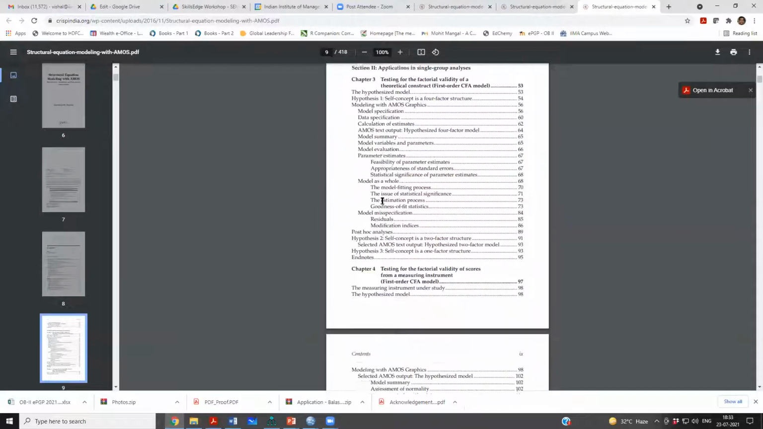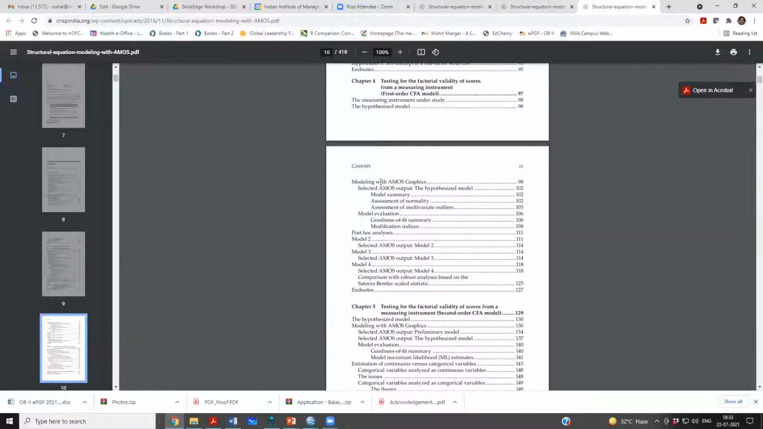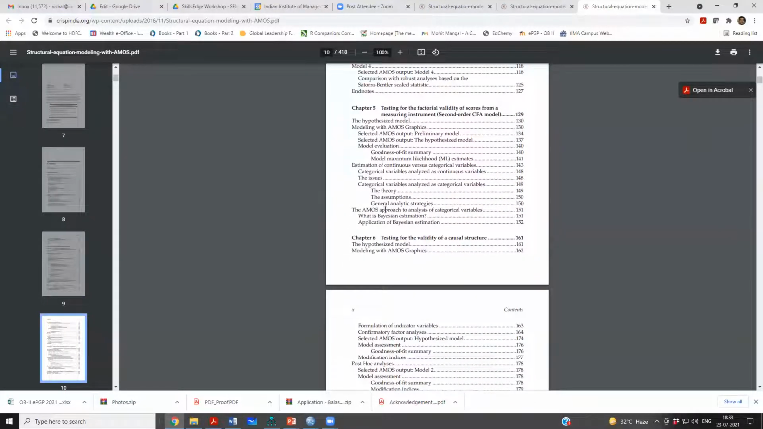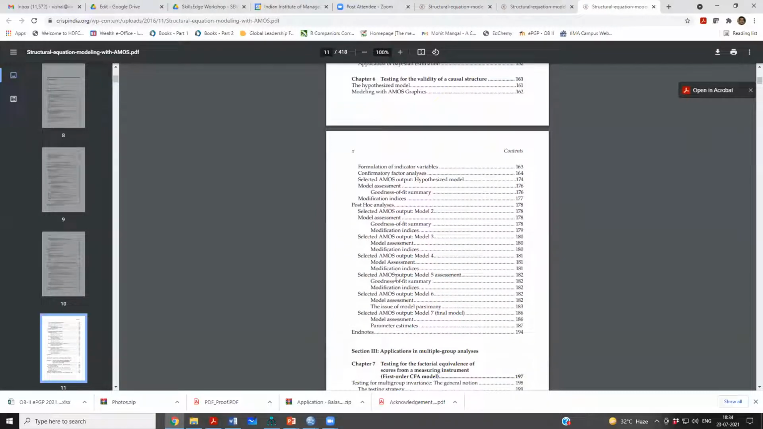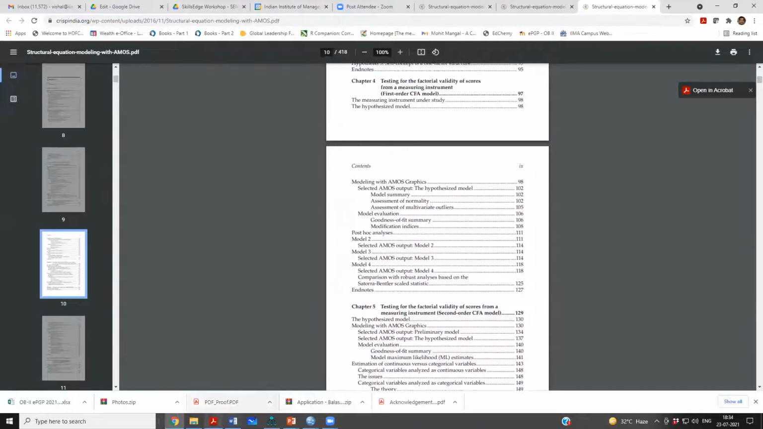Then chapters 3 and 4 are on the measurement part, of the first order factor, and then we will come to the second order factor model, which we will do. And then chapter 6 is on testing the structural model. So you should read chapters 3, 4, and 5.